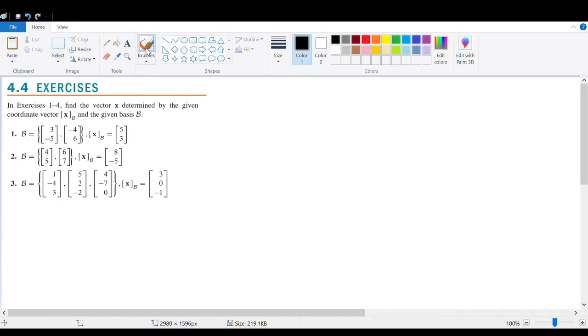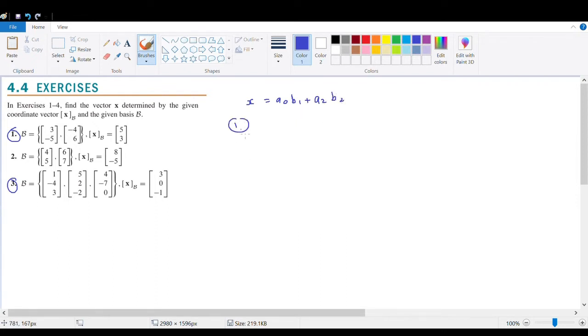In exercises 1 to 4, find the vector x determined by the given coordinate vector and the given basis B. So here we need to do number 1, 3 also. We know that any x inside the basis can be represented as, if we have two vectors, a1 b1 plus a2 b2.